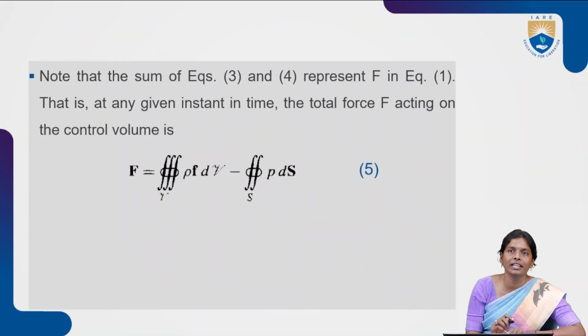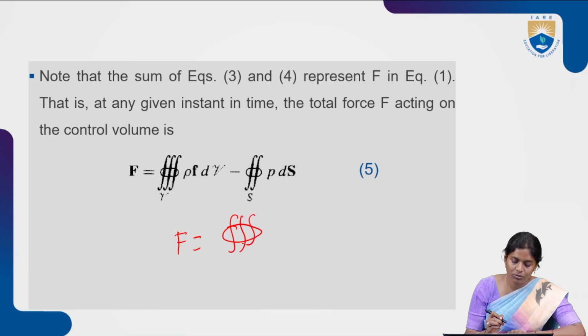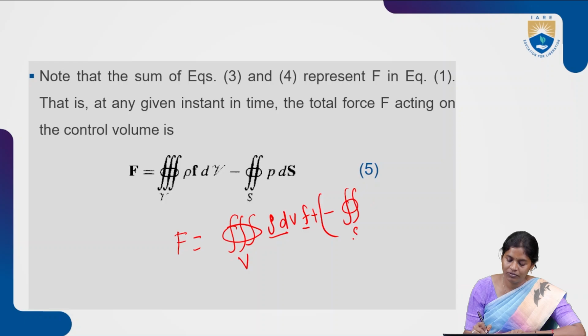Now if we take the overall sum, the total force acting is as follows. First is the body force over the control volume, rho dV into F, that is mass into force per unit mass. Then the surface force is minus the surface integral of P dS, the surface force.